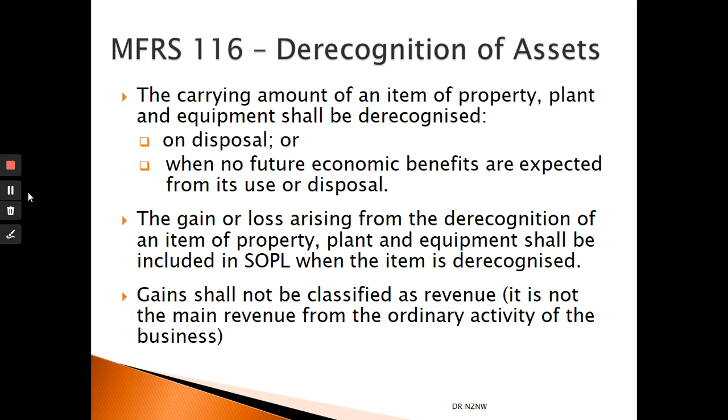Okay. So any gain or loss arising from the derecognition of an item of PPE shall be included in the statement of profit or loss when the item is derecognized. So when you dispose or you derecognize, you may have gain or loss. So the amount will be recorded in the statement of profit or loss. Okay, gain shall not be classified as revenue because it is not the main revenue from the ordinary activities of the business.